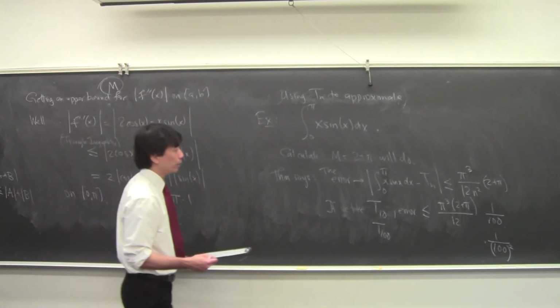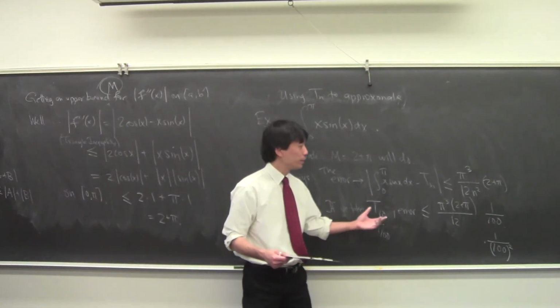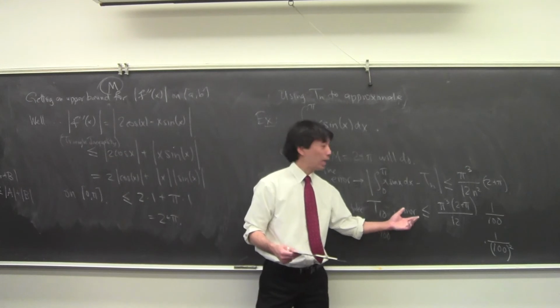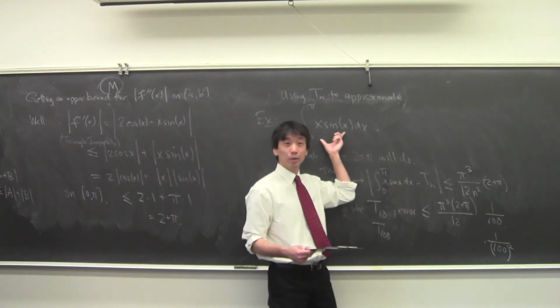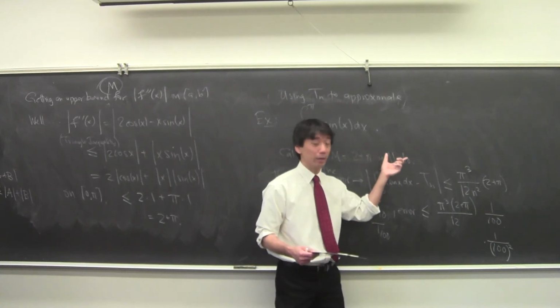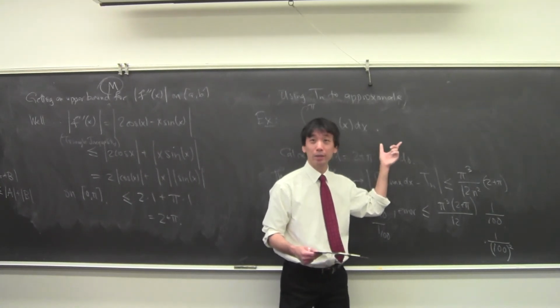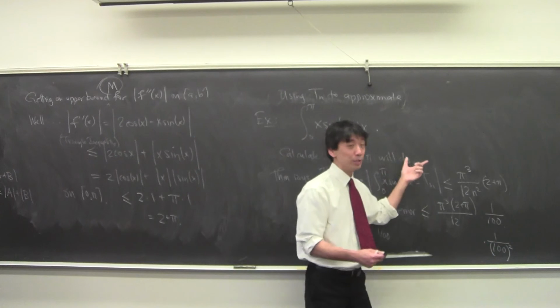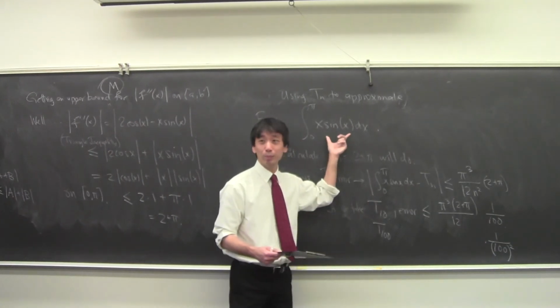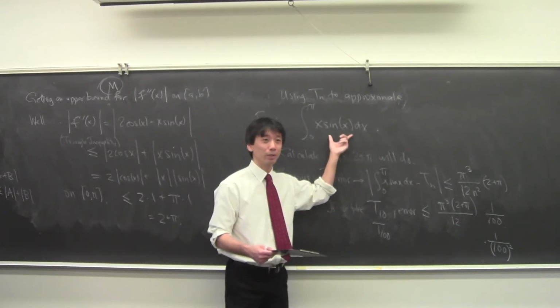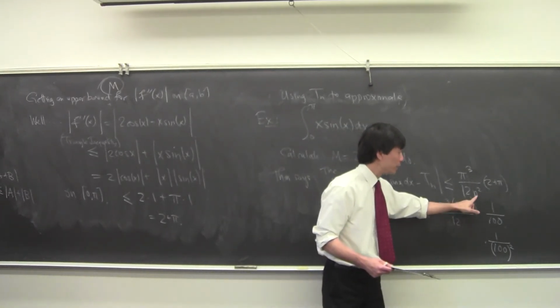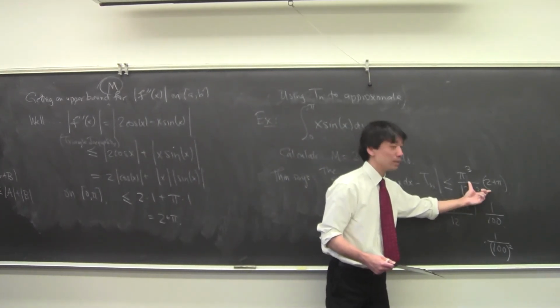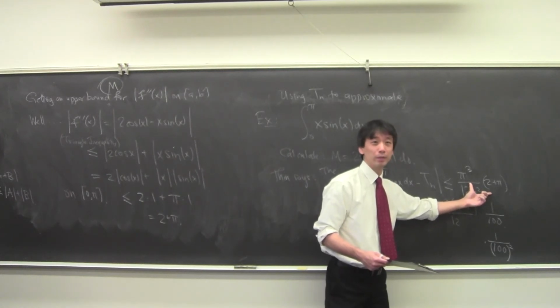Okay, so if somebody said, I want you to give me the actual integral up to 0.1, and it cannot be more than 0.1 wrong, you can say, okay, I just have to choose my n big enough that this thing is smaller than 0.1.